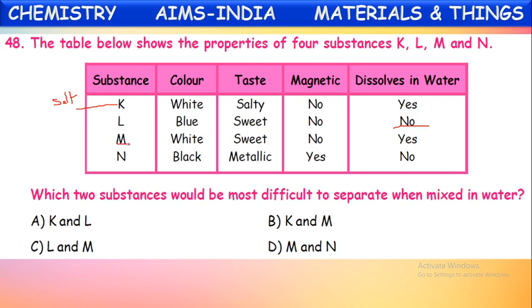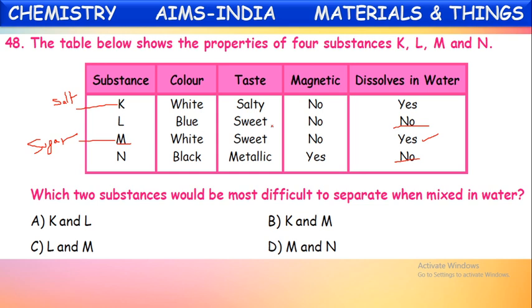Next, M is a white solid substance, it is sweet, and it dissolves in water. We can take it as sugar, because sugar is a white substance with a sweet taste and it is soluble in water. And N is a black, metallic substance and it won't dissolve in water. If it is not dissolved in water, it can be immediately separated by filtration.